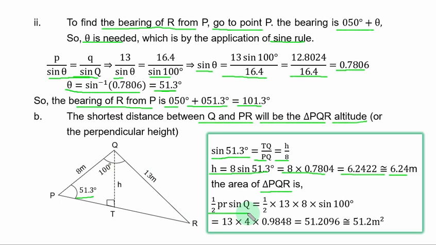1/2 times P arrow sine Q. You have it in this form. Divide 8 by 2. You have 4. We are left with 13 times 4 times the value of sine 100 degrees. That is 0.9848. After multiplication, you have this result. To 3SF, you have 51.2 square meters as the area of triangle PQR.